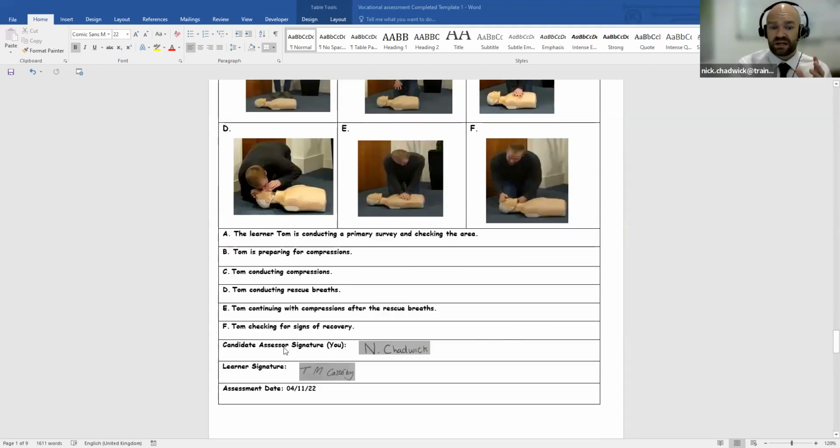Once you've completed this section, what we would like for you to do is sign the form as a candidate assessor, and also ask for your learner to sign this form as well and put a date on there as well.